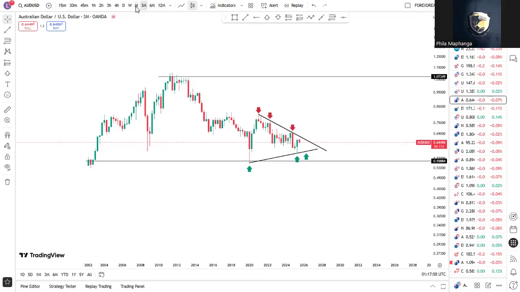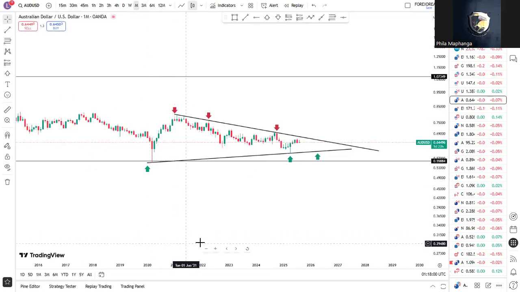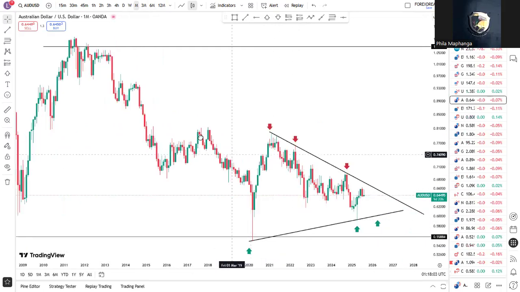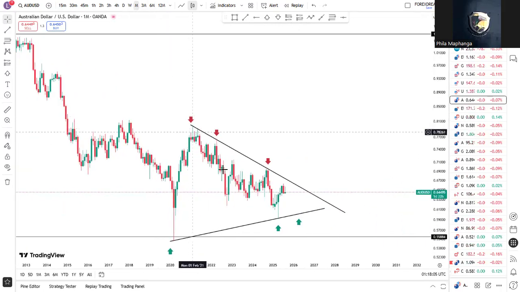Let's move to monthly chart. This is our monthly chart. Our monthly chart looks like this. Everything is still visible. Let's erase and start again.